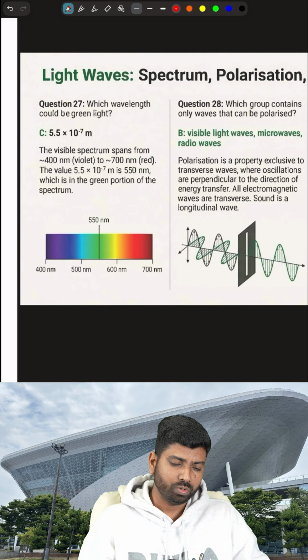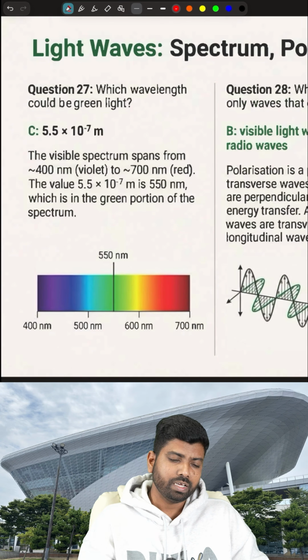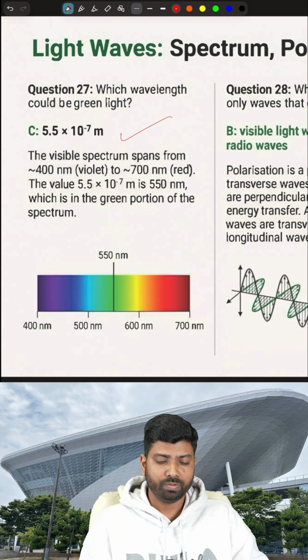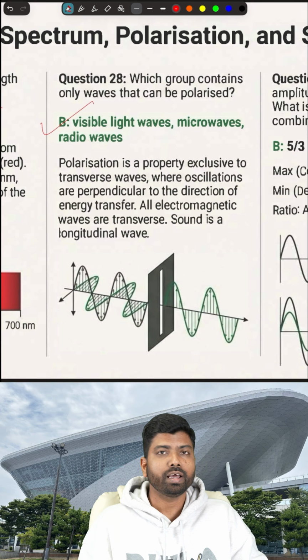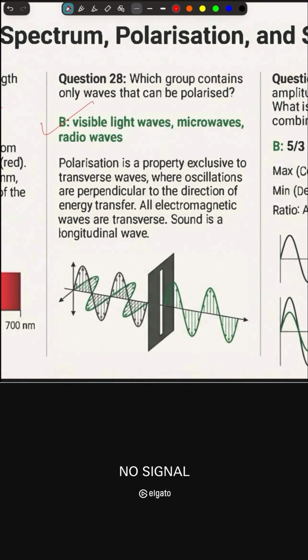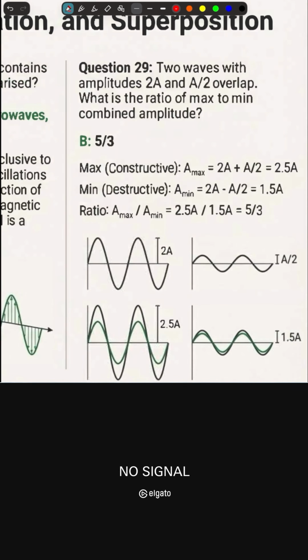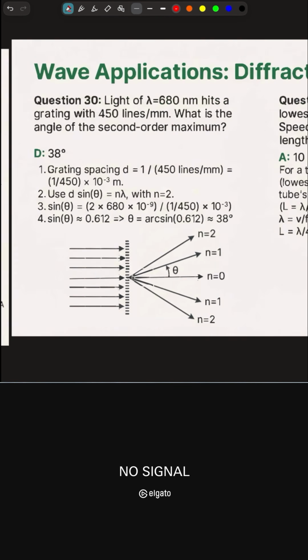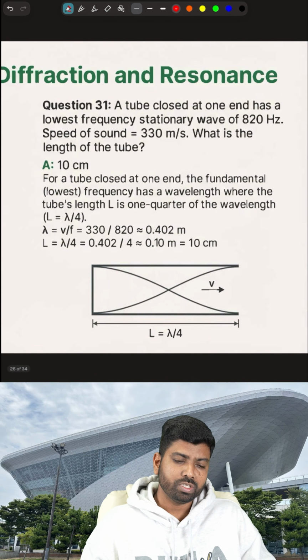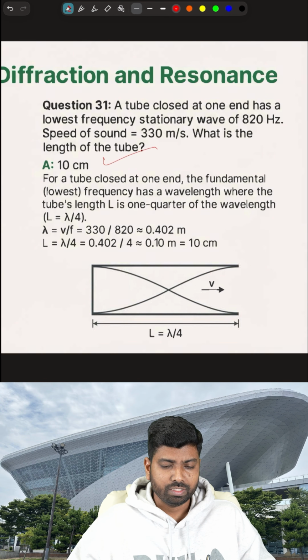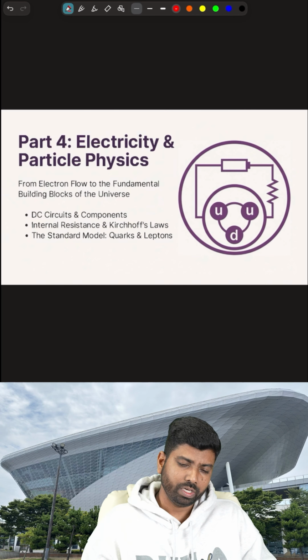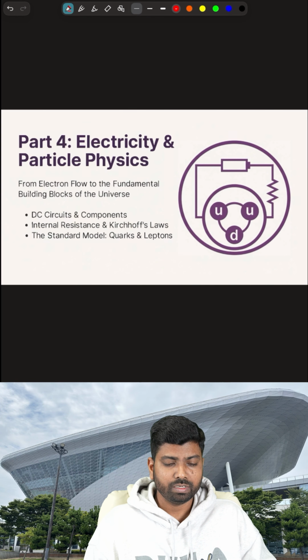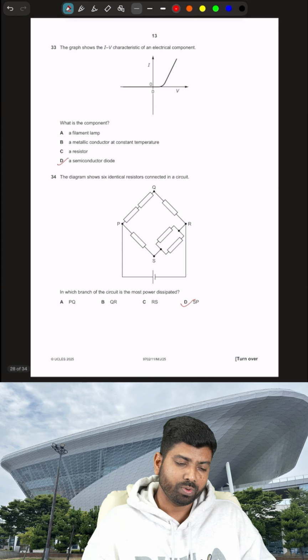And if I want to show you the solution, 27, option C is the right answer. 28, option B is the right answer. I have written it with explanation. 29, option B is the right answer. Now 30, option D is the right answer. Okay, so is it okay? Now question number 31, option A is the right answer, and this is from your waves chapter. Okay, now this is electricity and particle physics, the last 10 questions.